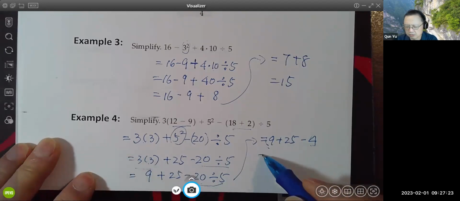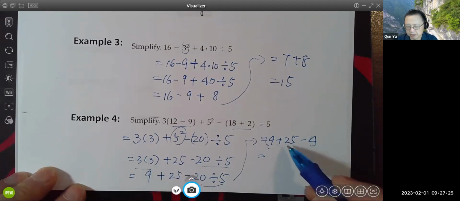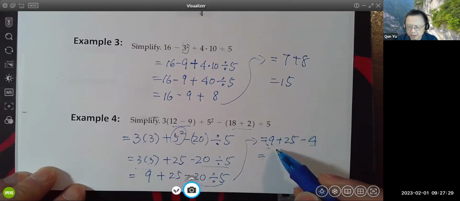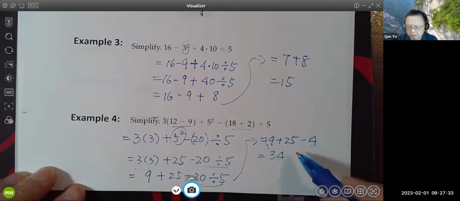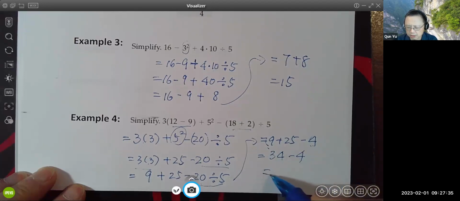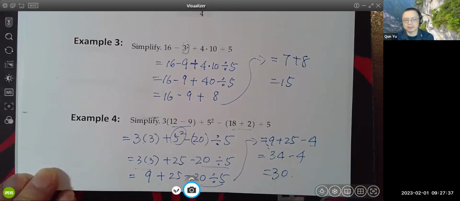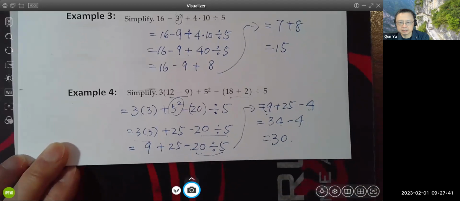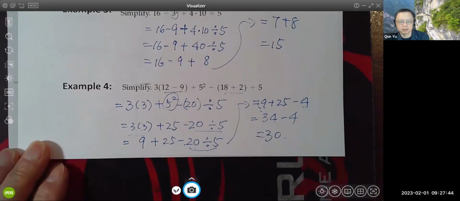Let's continue. Between plus and minus, there's no priority. We go from left to right. 9 plus 25, that's 34. Minus 4, the result is 30. That's the final answer. So nothing really is difficult. It just follows the order of operations and some practice. And that's all it is.